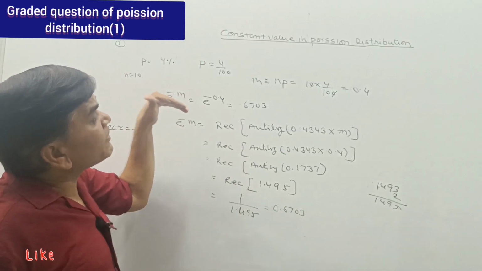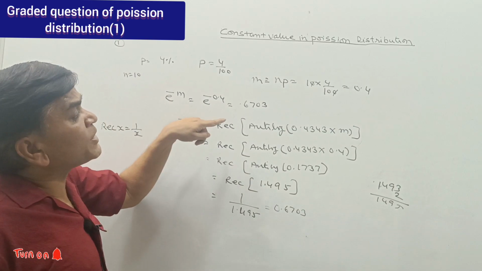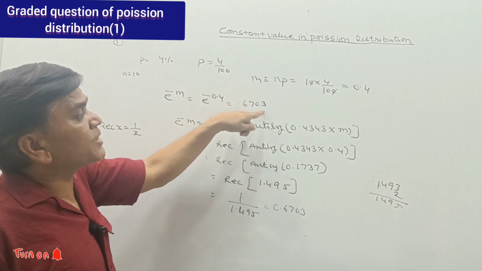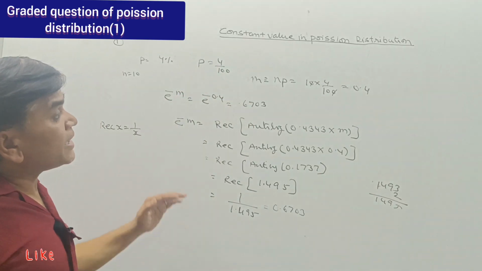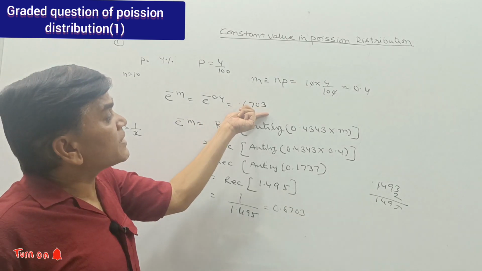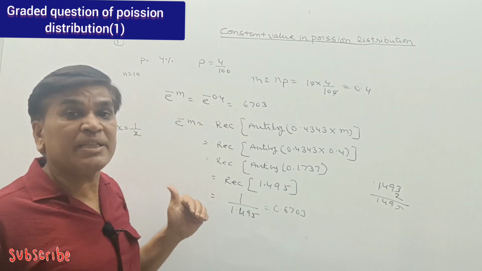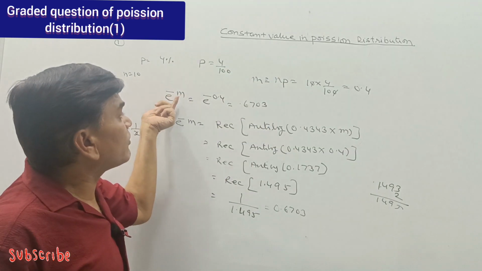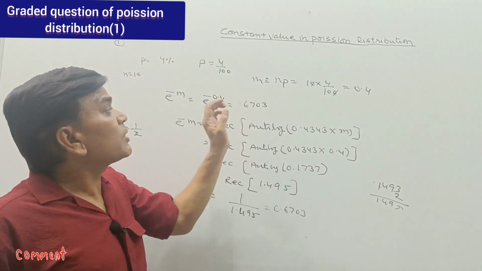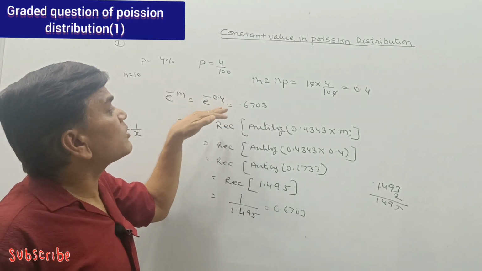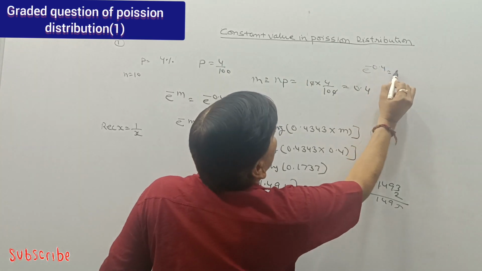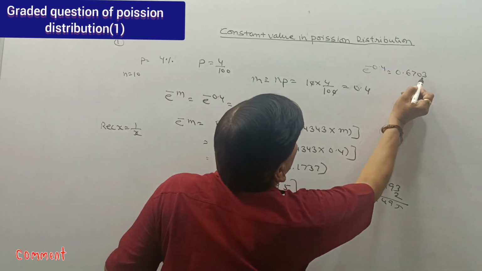The second method: you have the e raised to power minus m table. You see 0.4 at 0, that is 0.6703. In the question also 0.6703 is given. So if it is given in the question, we do not need to do this, and we do not need to look in the table either, because it is already given that e raised to power minus 0.4 is 0.6703 in the question.